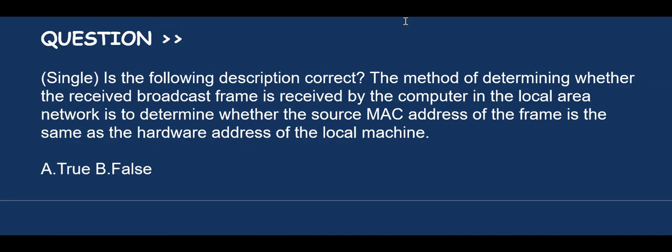The next question: is the following description correct? The method of determining whether the received broadcast frame is received by the computer in a local area network is to determine whether the source MAC address of the frame is the same as the hardware address of the local machine. Option A true, option B false. The correct answer is option B.